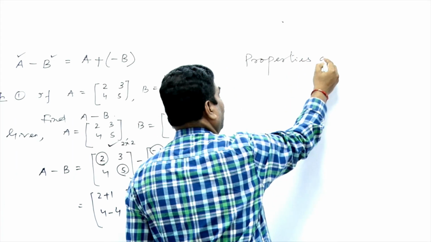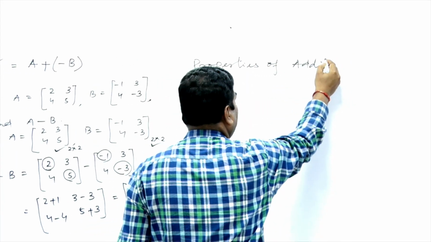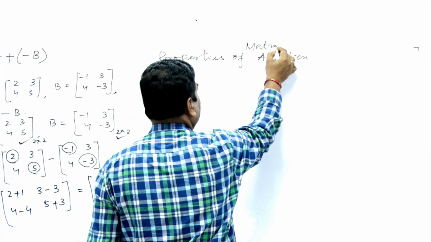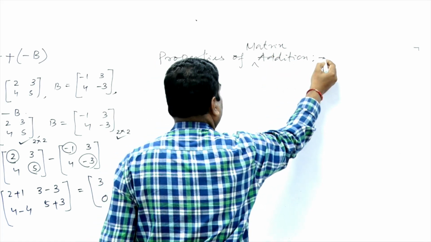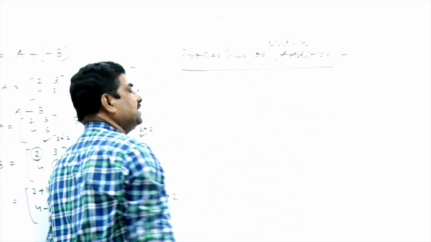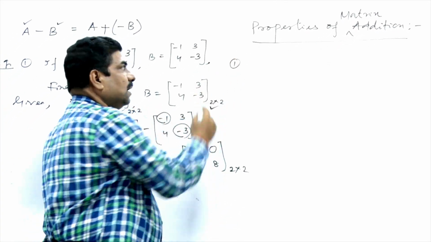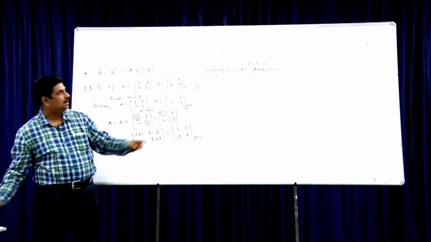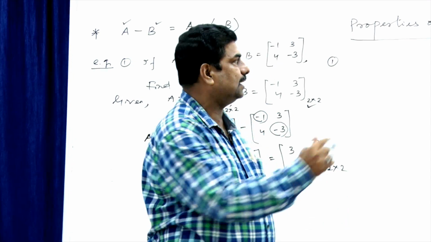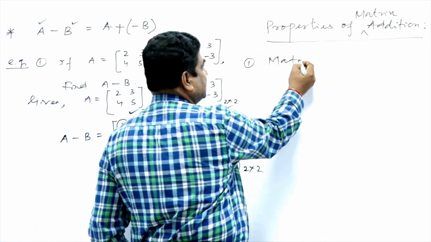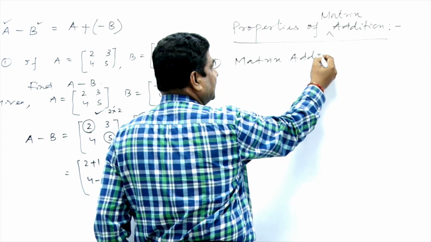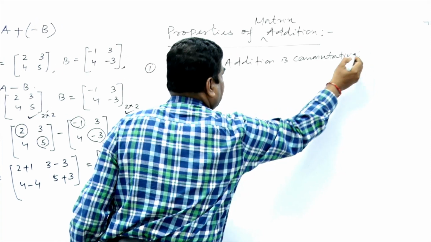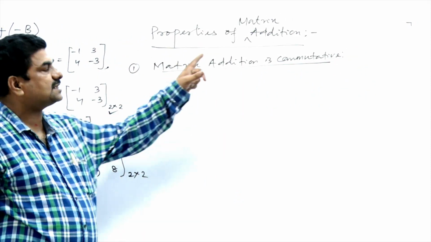Properties of matrix addition, dear. Properties of matrix addition. First is matrix addition is commutative, dear. Matrix addition is commutative. That means matrix addition is commutative.